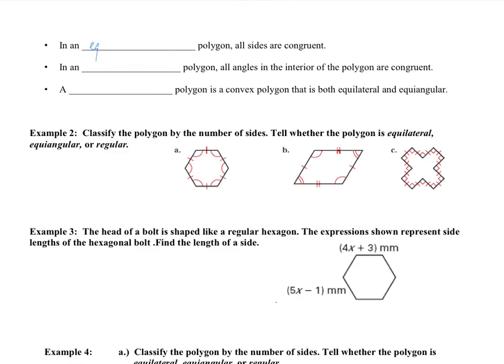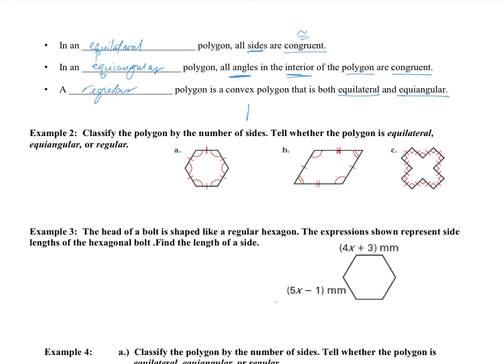In an equilateral polygon, all sides are congruent. In an equiangular polygon, all angles in the interior of the polygon are congruent. A regular polygon is a convex polygon that is both equilateral and equiangular.